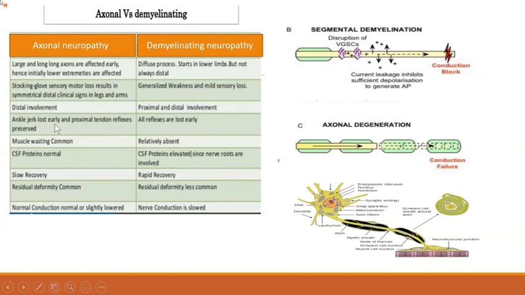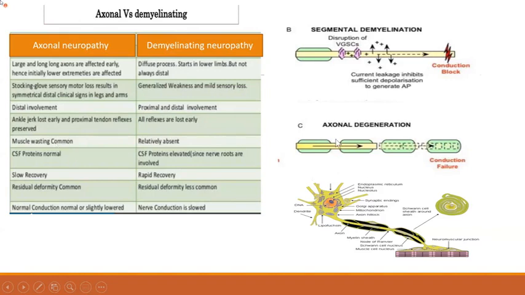Ankle jerk is lost early in axonal neuropathy because of, again, the dying back phenomenon, while all reflexes are lost early in demyelinating neuropathy because demyelination affects the sensory afferents. It can affect anywhere. So there is early reflex loss. Muscle wasting is common in axonal neuropathy.